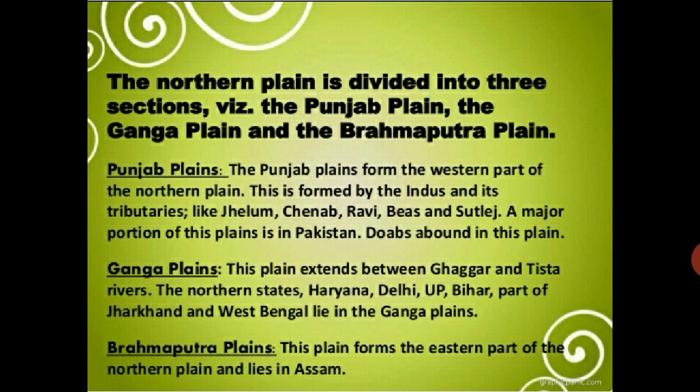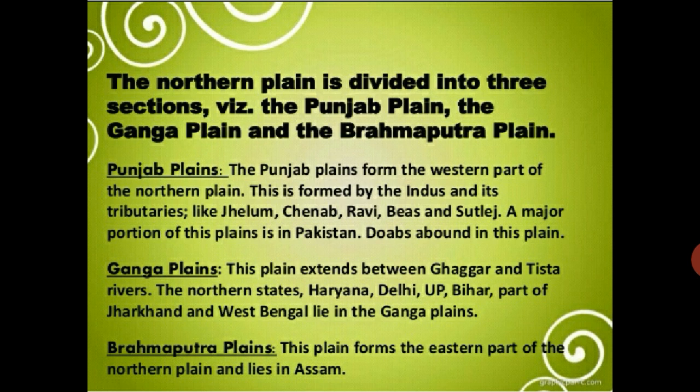Now the northern plain is divided into three sections: the Punjab plain, the Ganga plain, and the Brahmaputra plain. The Punjab plain forms the western part of the northern plains. This is formed by the Indus and its tributaries like Jhelum, Chenab, Ravi, Beas, and Satluj. A major portion of this plain is in Pakistan. The Punjab region is in Pakistan and also in India, but after the India-Pakistan partition the major part is in Pakistan.